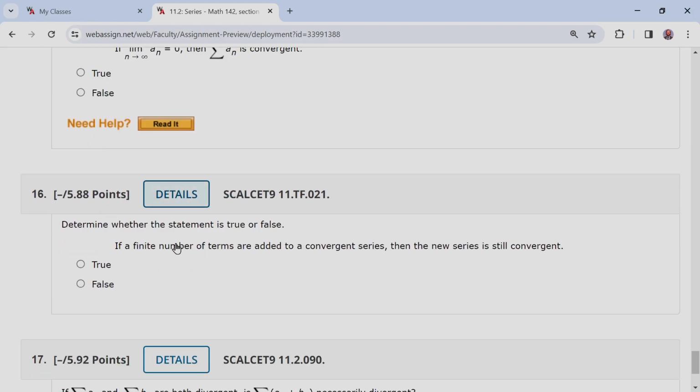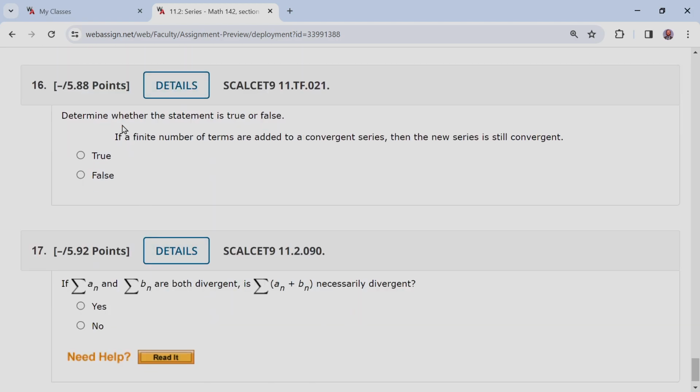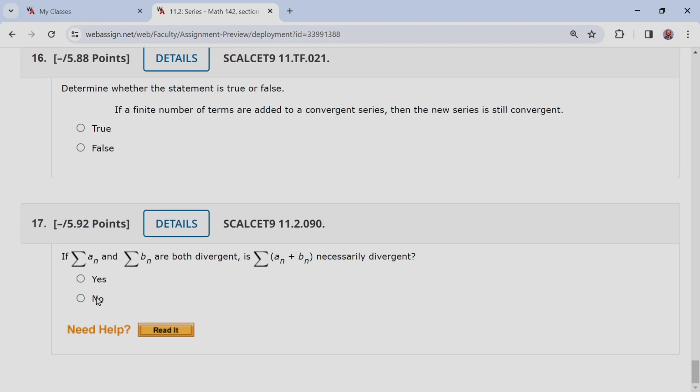It's that important. Okay, if a finite number of terms are added to a convergent series, then the new series is still convergent. Sure, you can add a finite number of terms to anything that adds to a finite thing, and you'll still get finite things. If both of these are divergent, then is the sum necessarily divergent? See, this is a problem. Add up 1 plus 1 plus 1 plus 1, and minus 1 plus minus 1 plus minus 1 plus minus 1. When you add their sum, you get 0 plus 0 plus 0 plus 0, not divergent, even though both of them were. So you can get a cancellative effect here, which is essentially why this is a no. And hey, that's that.